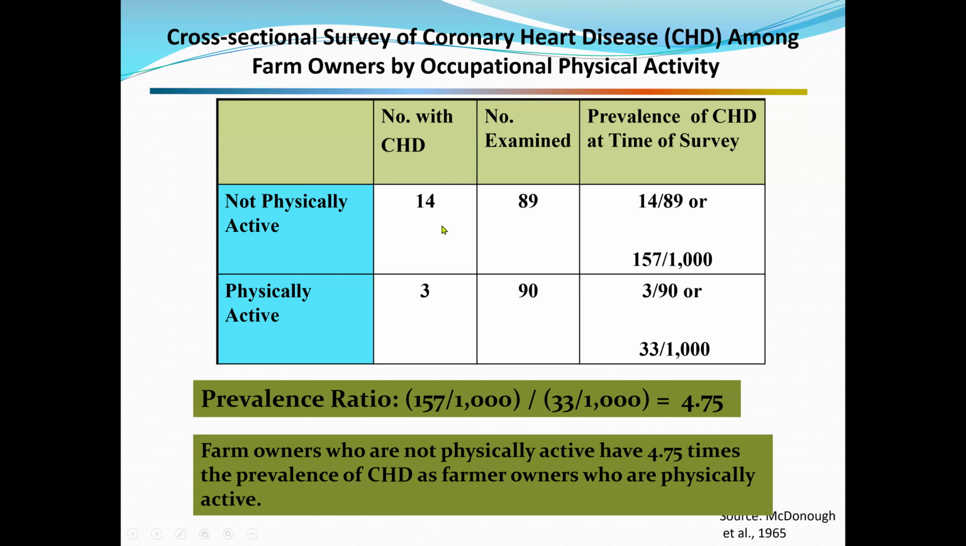So in this case, we can find the prevalence ratio, which will be the prevalence for not physically active divided by the prevalence of physically active. And that gave us 4.75. So if you are not physically active, you have 4.75 times more chance that you may have CHD compared to the farmers who are physically active.